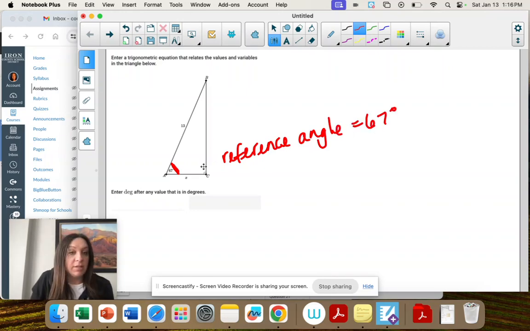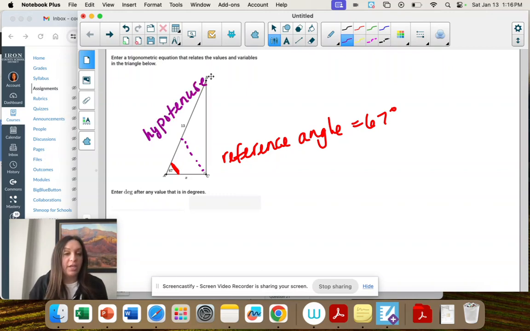Okay, now let's label our sides based on that reference angle. Across from the right angle is always where I start. That's the hypotenuse. It never changes. What changes is the sides if we change our reference angle. So across from our reference angle is the opposite, and then next to the angle is the adjacent side.